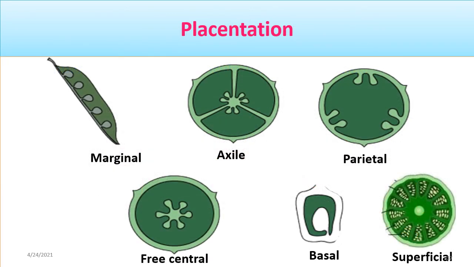Here you can see the placentation, where this is the margin and these are the ovules attached with the help of placenta to the margin, so it is marginal placentation. If you see here, this is the axis, this is ovary wall, and these ovules are attached to the axis, so axial placentation. This is ovary wall, and these ovules are attached to the peripheral portion of the ovary or wall of the ovary, and that is called as a parietal placentation.